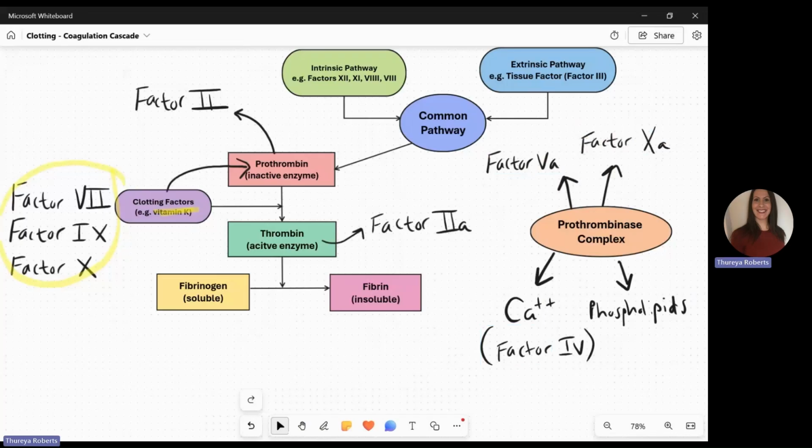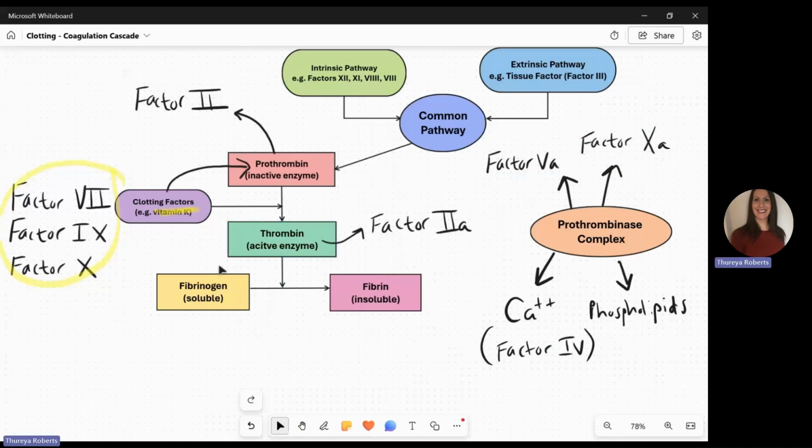Phospholipids are found on the surface of activated platelets and act as a platform where the complex is assembled and functions efficiently. Together, these components ensure that prothrombin is efficiently converted into thrombin. Once formed, thrombin amplifies the clotting cascade by activating other clotting factors and preparing fibrinogen for its transformation into fibrin.